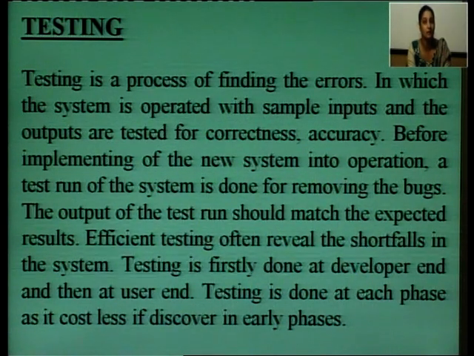Testing is first done at the developer end, and then it is done at the user end. Firstly, we call it alpha testing, and the other one we know as beta testing. Testing is done at each and every phase of the SDLC. We do the testing early, as it is cheaper if errors are discovered in the early stages. If we discover the error at the early stages, then it costs me less.